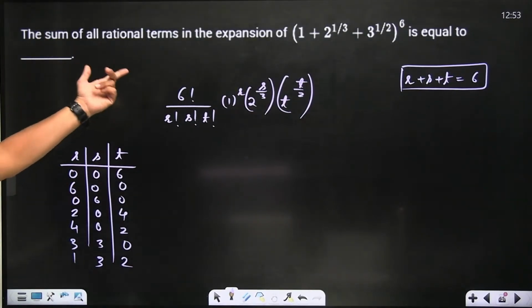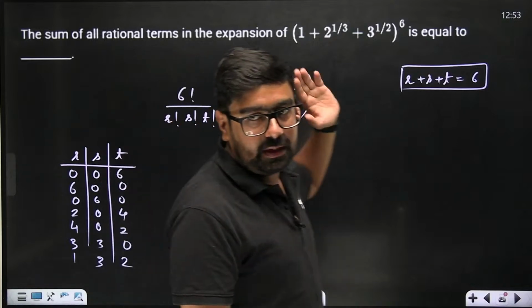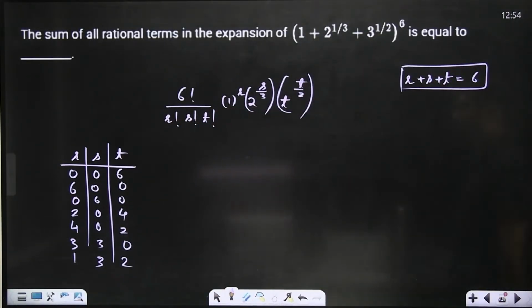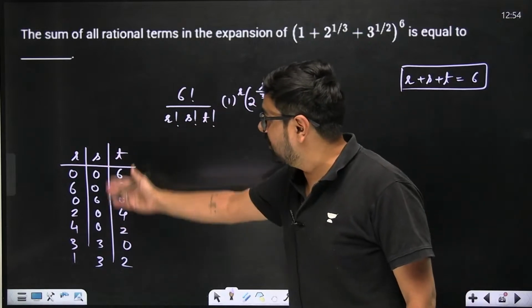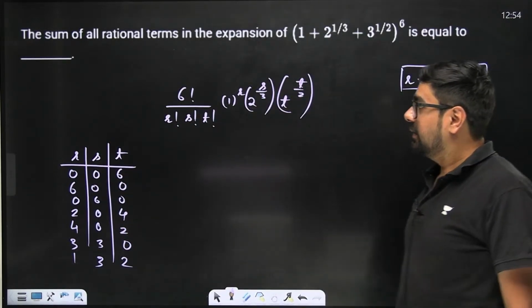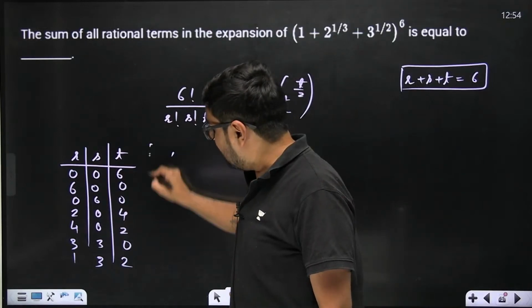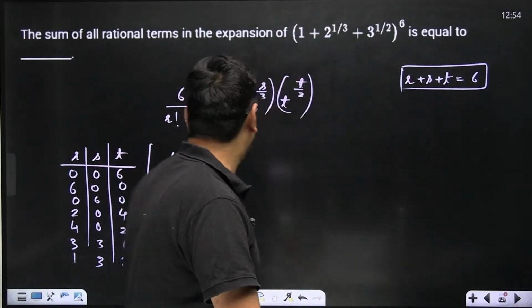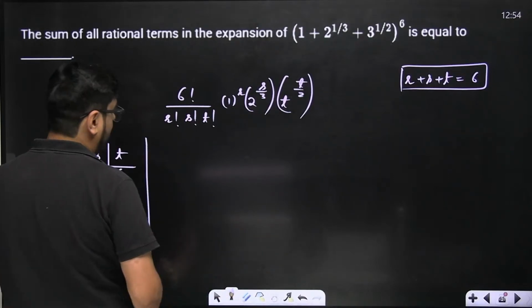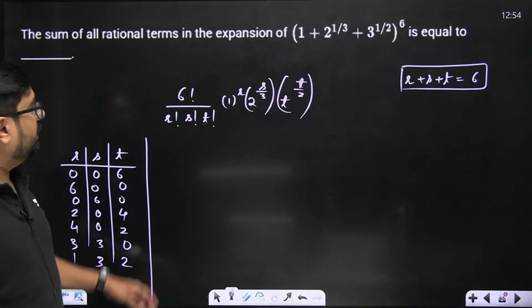Where s is a multiple of 3, t is a multiple of 2, and r plus s plus t is equal to 6. These can be the coefficients of the rational terms. These r, s, t only will form our rational terms. So now, finding the terms. We'll be finding the terms.